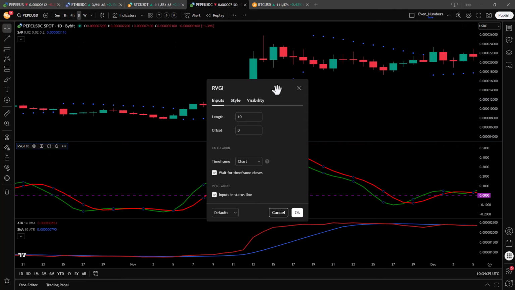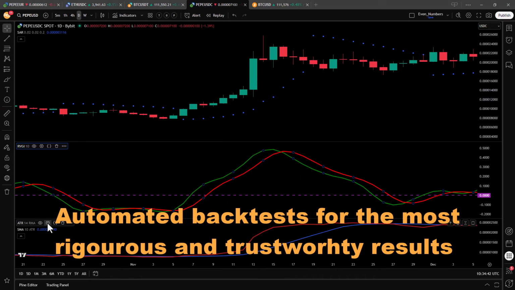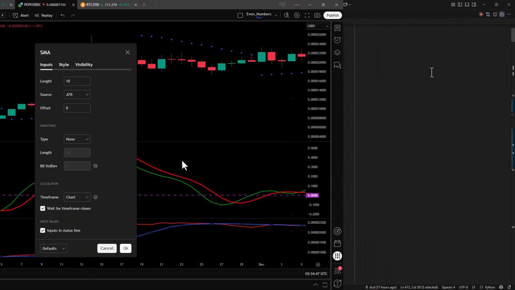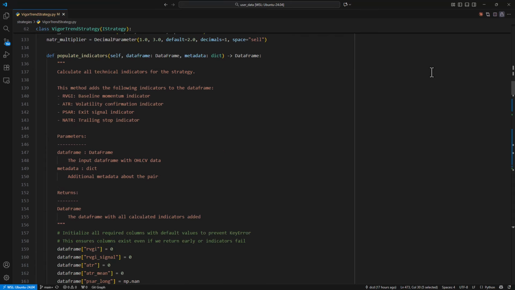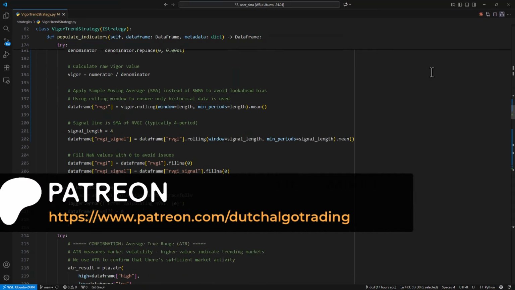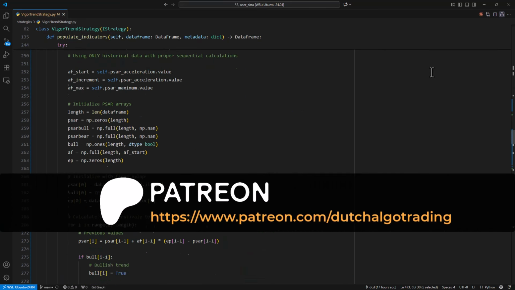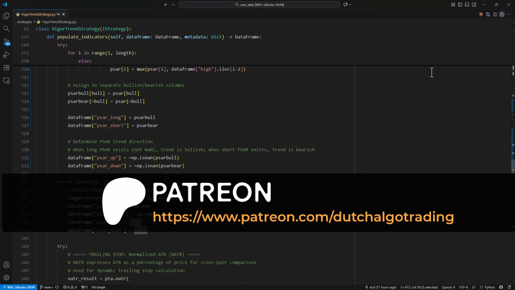And as you might already know, I always do automated backtests of my strategies for the most rigorous and trustworthy results. So I created a fully working trading bot strategy for the backtest. And you can download the Python code for this trading strategy from my Patreon site for your own tests and verification. And of course, for your own trading bot too.